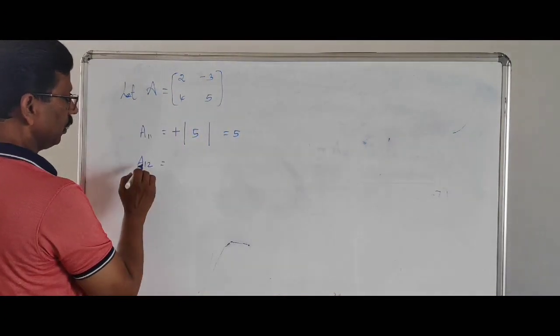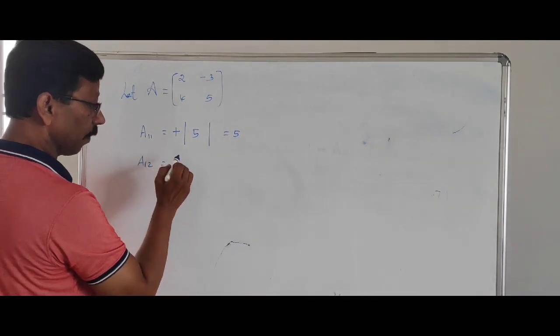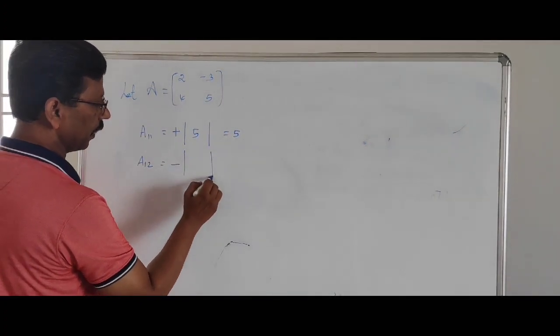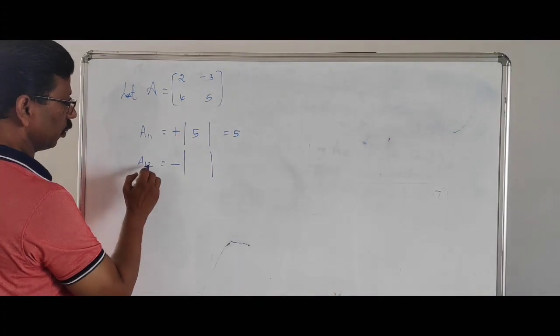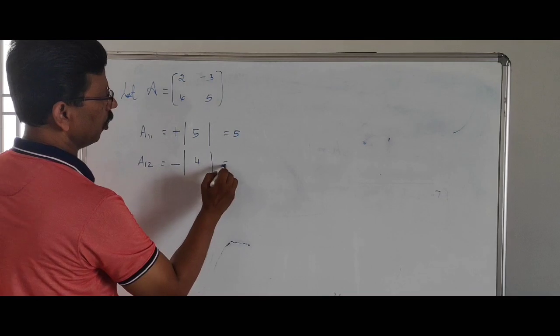Therefore, 1 plus 2 equal to 3 is an odd number. Hence, we can assign a minus sign. Then we can get the minor by leaving the first row, second column. You can get 4, which is equal to minus 4.